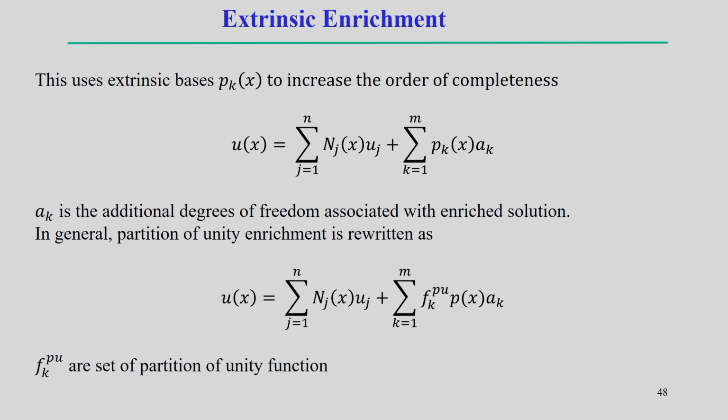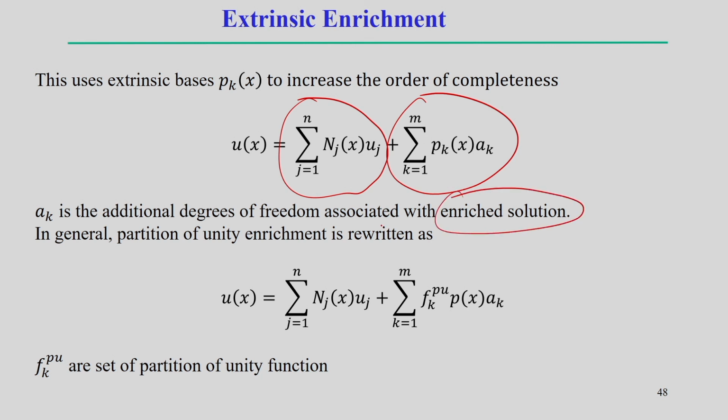Now, this uses the extrinsic basis to increase the order of completeness. It means that, to increase the order of completeness, from the theoretical part we can see that. Then, apart from this conventional approach, we can use the PK functional form simply to enhance the order of completeness, such that AK is the additional degrees of freedom associated with the enriched solution. So, we can enrich the solution, but that enrichment can be done locally on selective elements also, and then additional degrees of freedom are associated with this particular enriched solution.